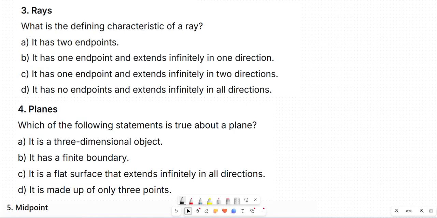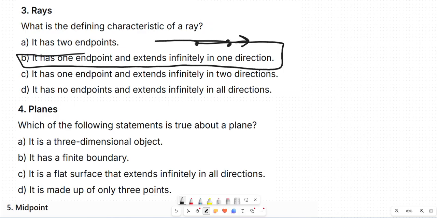Moving on, rays. What is the defining characteristic of a ray? A ray has a starting point and it goes infinitely. Since that's the important detail that you have, B is the right answer because it only extends infinitely in one direction. Next, planes. Which of the following statements is true about planes? What I said earlier, it extends in all directions, and C is the right answer.